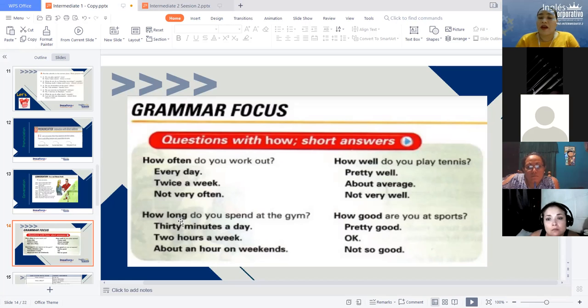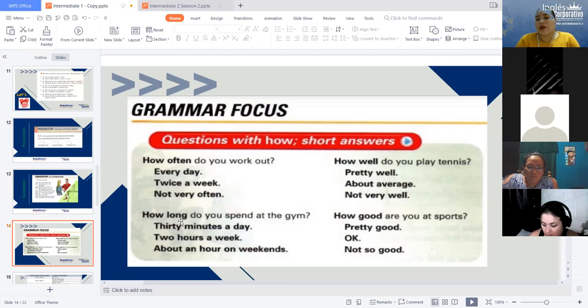Since we are talking about exercise and everything, here we have the question, how long do you spend at the gym? So this one would be for the time, right? How long do you spend at your job, for example? Let's say it like that, 7 hours, 8 hours, 2 hours a week, about an hour a weekend, or an activity, or for example, in the mall. How long do you spend at the mall, for example? About an hour on weekends, right? We can say it like that.